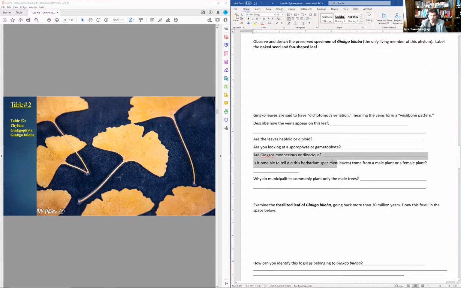Is it possible to tell by the leaf, just looking at the leaf, whether it's male or female? No, the leaves look exactly the same. All you need to do is look at whether they're producing either male cones or female seeds.